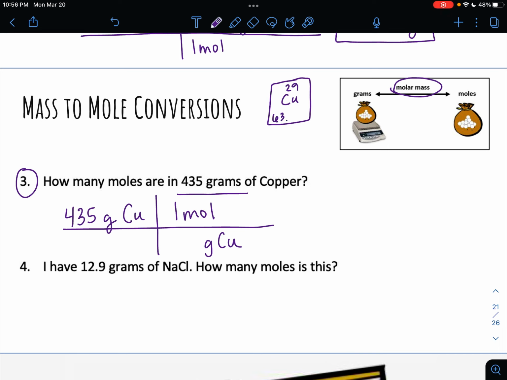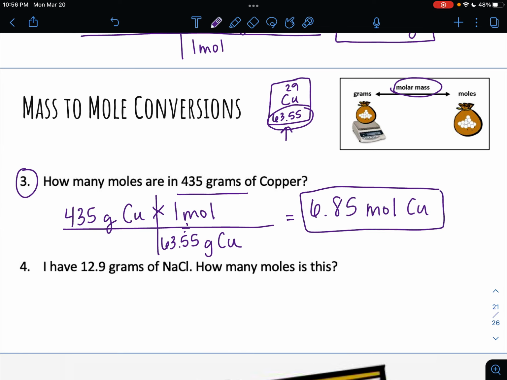Mine looks like this, 63.55. Remember, that number is the molar mass. So all I have to do is write it down in my problem. Then when I go to solve, remember we're going to multiply by the top, divide by the bottom. So I'm going to do 435 divided by 63.55, and that equals 6.85 moles of copper.